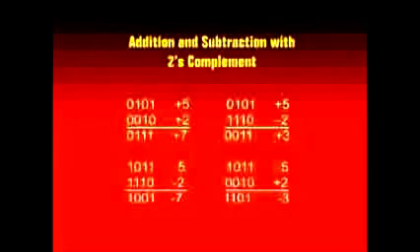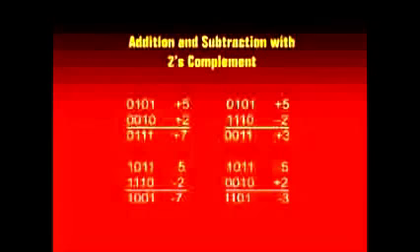Let's consider the last case. The number minus 5 has to be added to positive 2. The answer is negative 3. Minus 5 represented in its 2's complement form is 1, 0, 1, 1. Positive 2 represented in its 2's complement form is 0, 0, 1, 0. The answer is 1, 1, 0, 1, which is negative 3 represented in its 2's complement form.